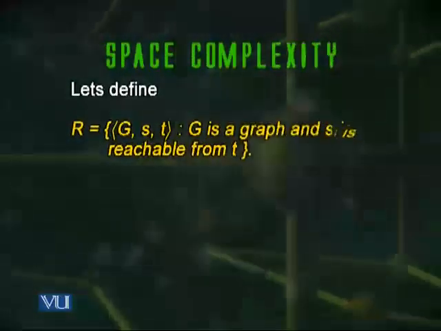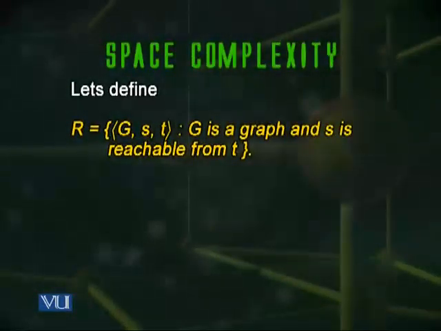And the question that we want to investigate now is, how do we solve this problem, and how do we solve this problem in a space efficient way? So let us formally define this language R. R here stands for reachability, which is going to be the set of all encodings of G, S, T, where G is a graph and T is a vertex in G which is reachable from S.